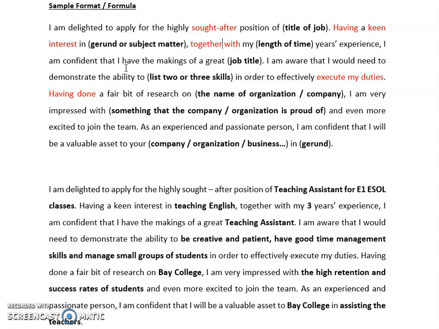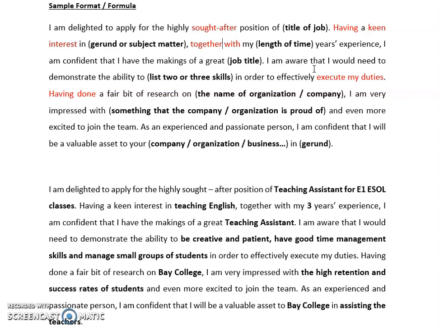I am confident that I have the makings, that has to be plural, I have the makings of a great, again, name of the job. So I'm delighted to apply for this. I'm very interested in this, and I have a lot of experience. Therefore, I know I can be a great title of the job. That's what we're trying to say. I have the makings. That means I can be. I can be. I have the makings of a great title of the job.